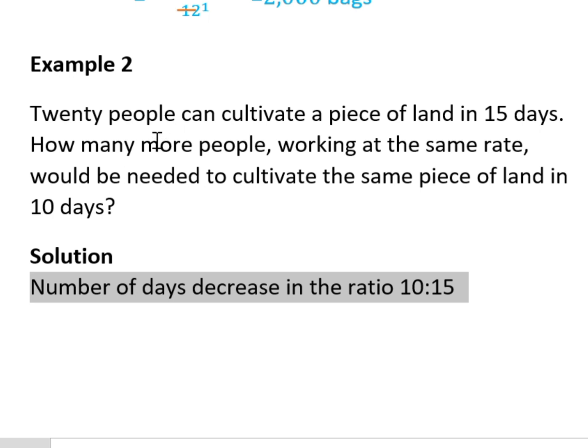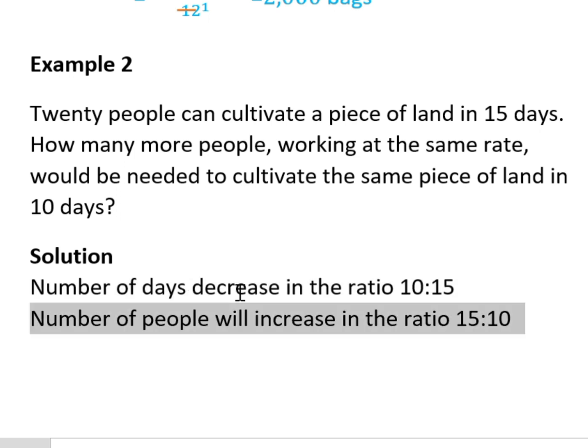So that means if the number of days have decreased in this ratio, then the number of people will now increase. The number of people will increase in the ratio. We interchange this one. We are interchanging it because the number of people will be increasing. So that means the new one will be larger compared to the older one. So in short, we simply interchange these figures to get what we should write as the ratio here. That is the ratio representing the number of people.